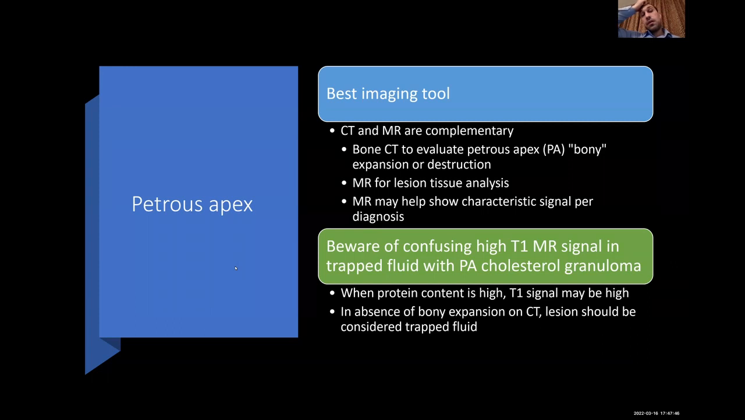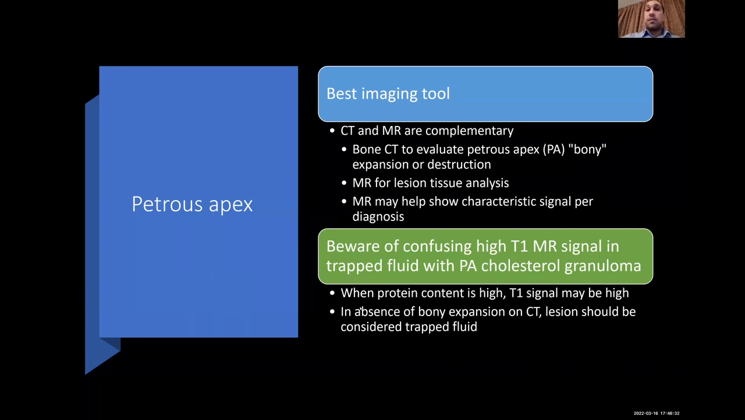The petrous apex is a very important structure, and a lot of pitfalls happen around this region. In imaging, CT and MRI are complementary to each other. Bone CT evaluates the petrous apex for bone expansion or destruction, which can happen; even cholesteatoma can happen in the petrous apex. The MRI is for lesion tissue analysis; it can help you to characterize the signal and give you an appropriate differential diagnosis. Be aware of the confusing high T1 MRI signal in trapped fluid versus petrous apex cholesterol granuloma. It is very important. The high T1 could be proteinaceous content or fat, or marrow.